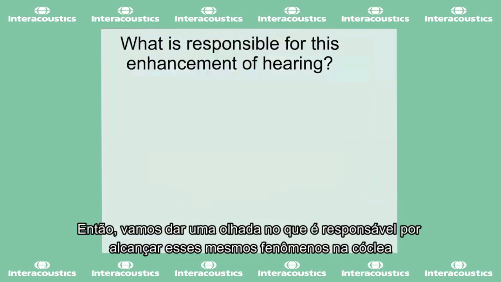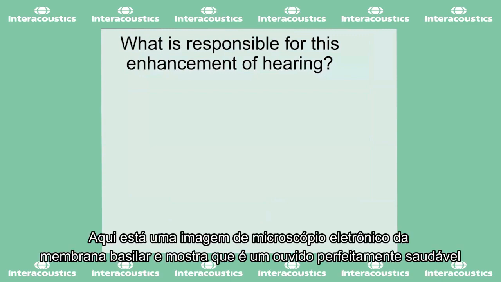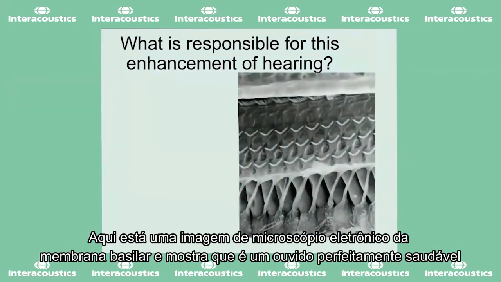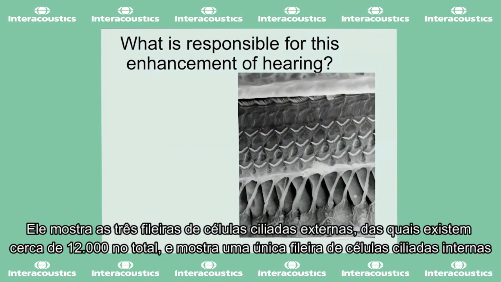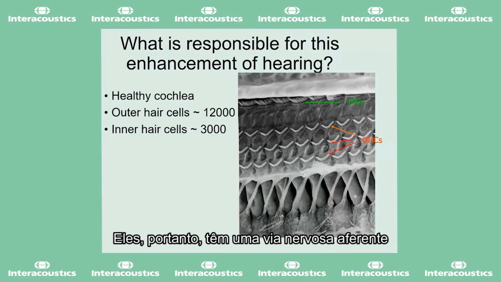So let's have a look at what is responsible for achieving that same phenomenon in the cochlea. We believe that the same process occurs there. Here is an electron microscope image of the basilar membrane, and it shows a perfectly healthy ear. It shows the 3 rows of outer hair cells, of which there are around 12,000 in total, and a single row of the inner hair cells. We know that the nerves from the inner hair cells take the information about the sound towards the brain. They therefore have an afferent nerve pathway.